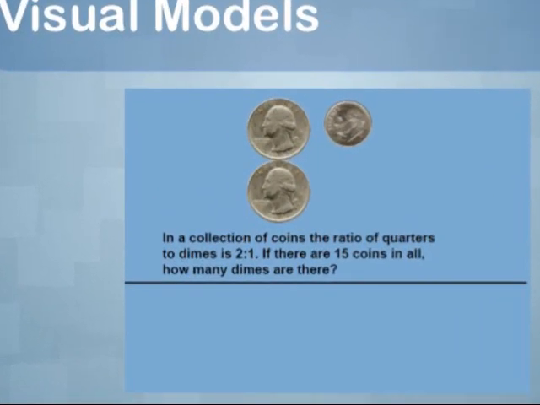In a collection of coins, the ratio of quarters to dimes is 2 to 1. If there are 15 coins in all, how many dimes are there? We know that the ratio of quarters to dimes is 2 to 1.